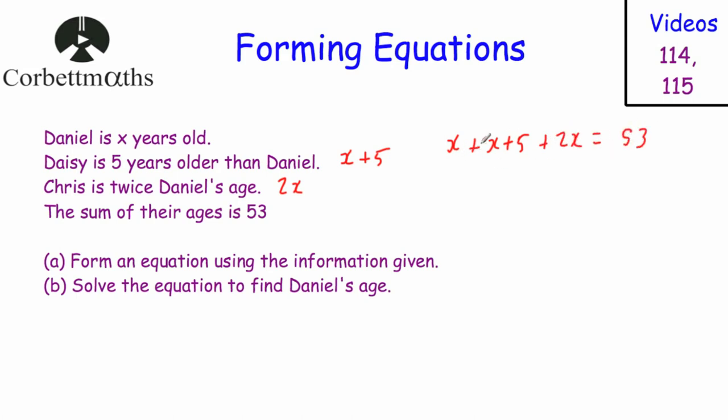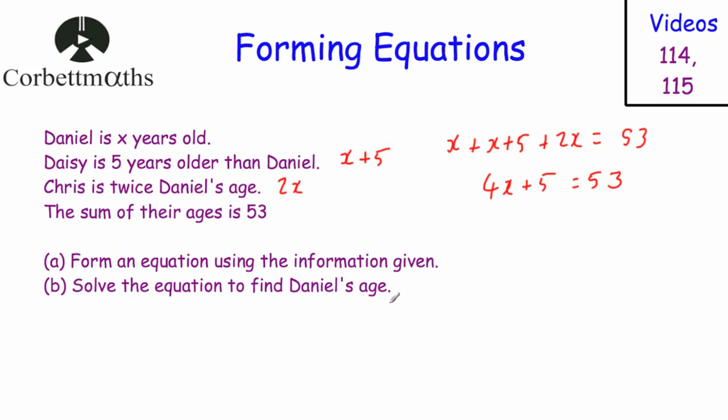So let's collect our like terms. Let's do x plus x plus 2x's. So x plus x is 2x plus another 2x's is 4x's. And we've still got our plus 5, and that's equal to 53. So that is our equation. We've got an equation, 4x plus 5 is equal to 53.